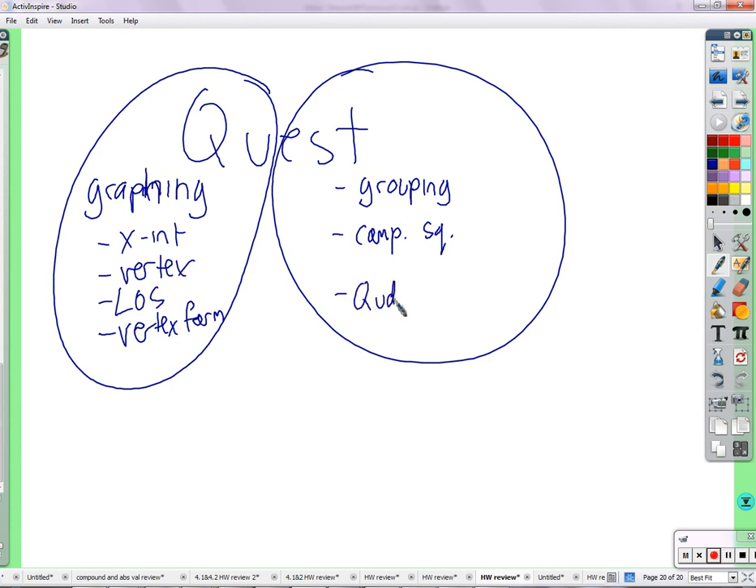Do we have a review date next time? No. We can review right now. Can we review parts before the test? Do some review. Yeah. Not like a whole day, but a little bit. Completing the square? We just completed the square to write vertex form.